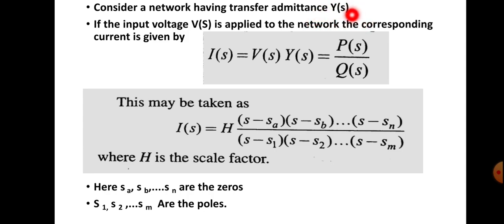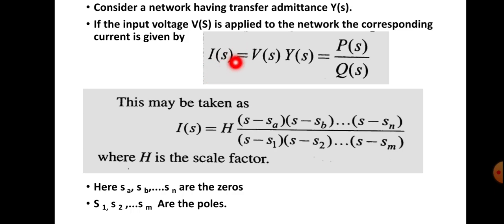So you want to find out the current time domain response. From the admittance equation, you can write the current as voltage into admittance, right? So you can write I of s will be equal to V of s into Y of s. This is in the s domain, so you have to find the time domain response, that means you want to find I of t.